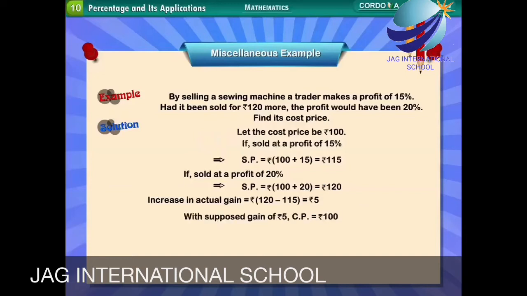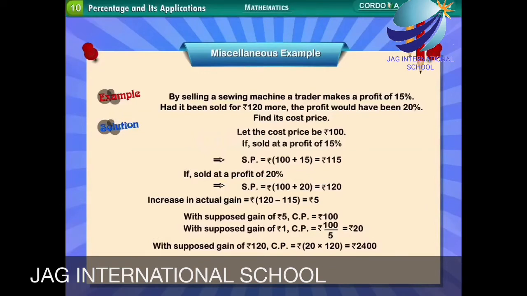With supposed gain of rupees 5, CP is rupees 100. With supposed gain of rupees 1, CP is rupees 100/5 = rupees 20. With supposed gain of rupees 120, CP = rupees 20 × 120 = rupees 2,400. Hence, the cost price is rupees 2,400.